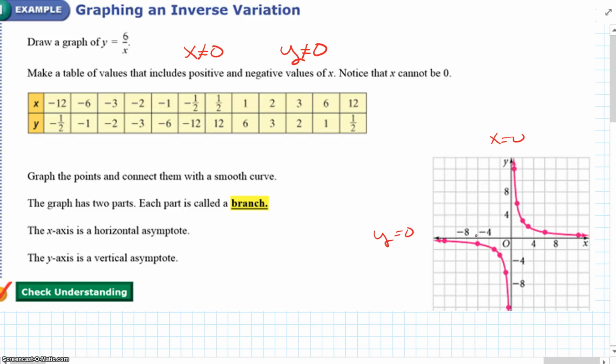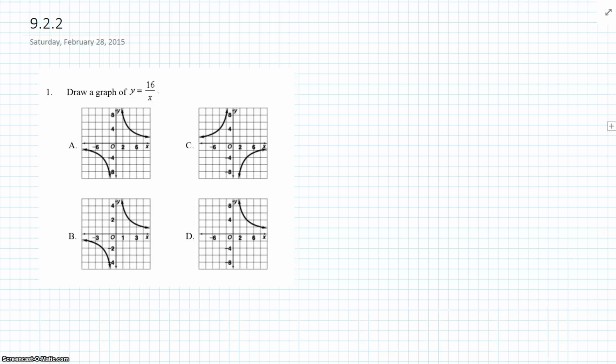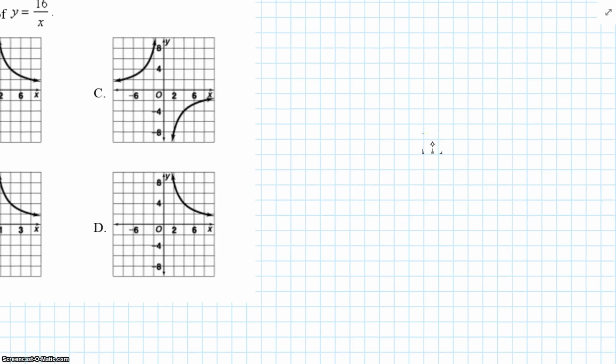All right, we've got two distinct branches. The graph has two parts, and each part is called a branch. The x-axis is the horizontal asymptote, and the y-axis is the vertical asymptote. So this is what an inverse variation would look like when we graph it. All right, so let's look.